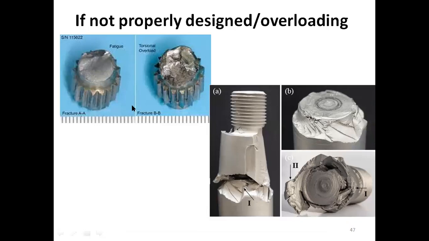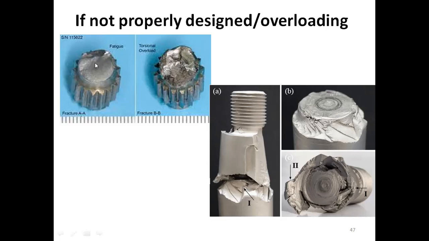Here, this is a shaft which has failed because of torsional overload. We are applying torque on the shaft and too much torque has been applied, and you could see that it has been broken. The gear portion is here and the remaining shaft is inside the machine.